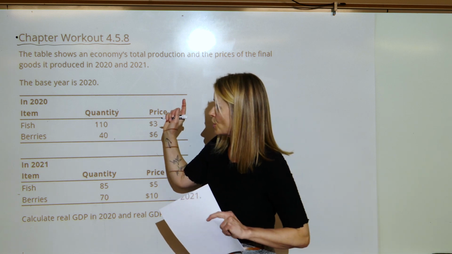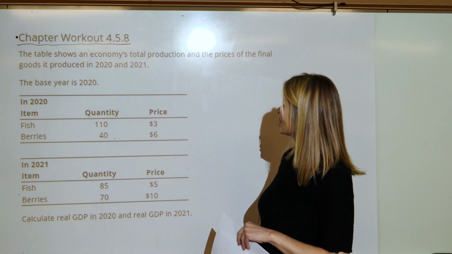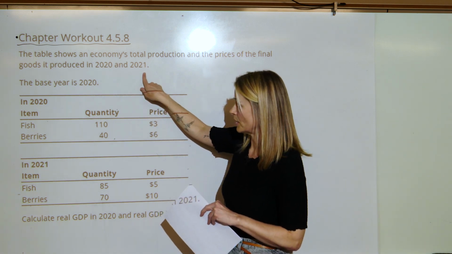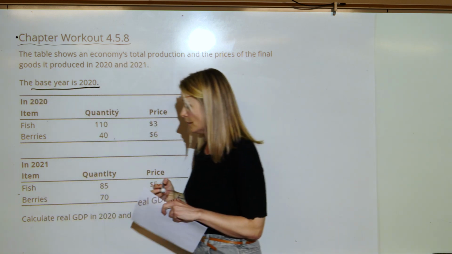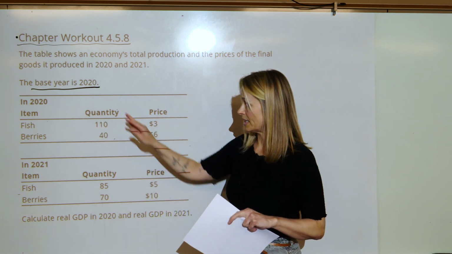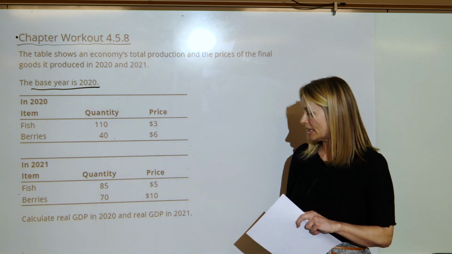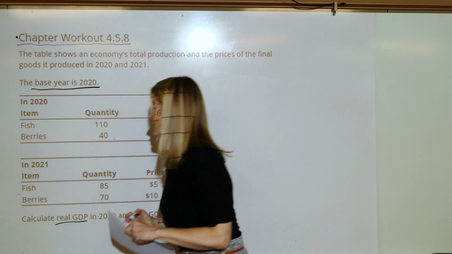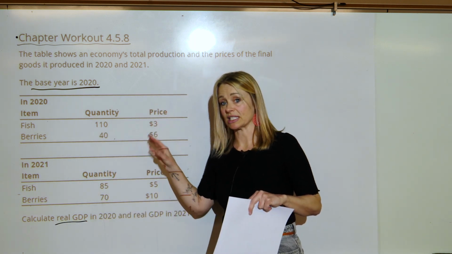We are told that we have a table which shows an economy's total production and the prices of the final goods it produced in 2020 and 2021. The base year is 2020. We're seeing that they're making fish and berries at different quantities and prices in the 2 years. Our task is to calculate the real GDP in 2020 and in 2021, based on some known quantities and prices.